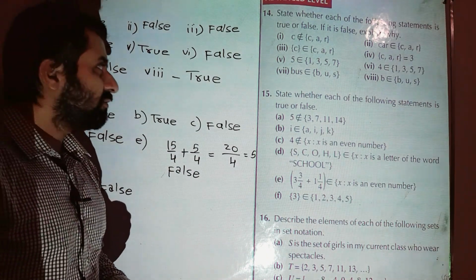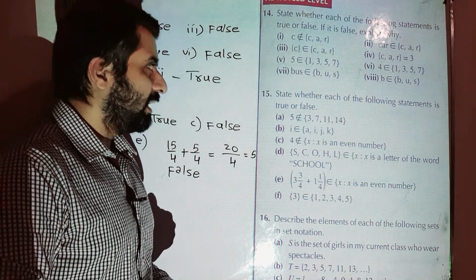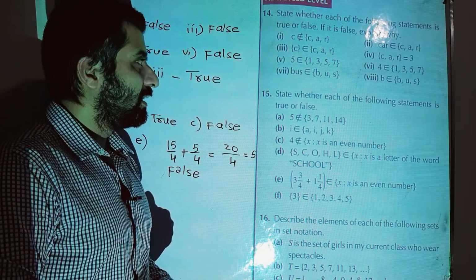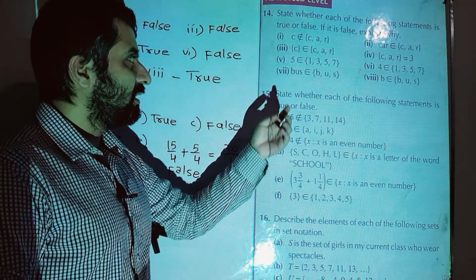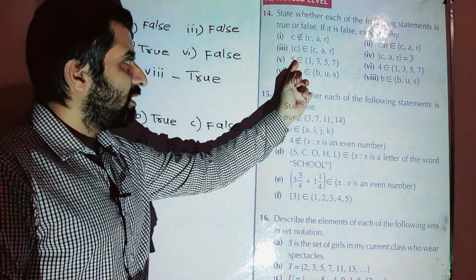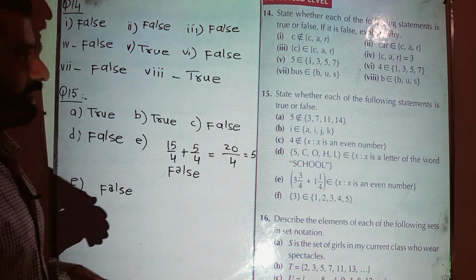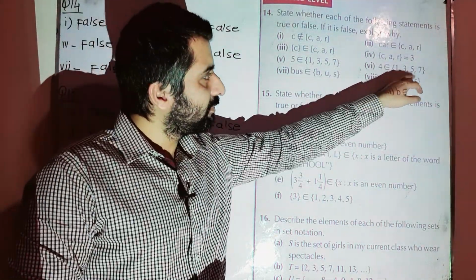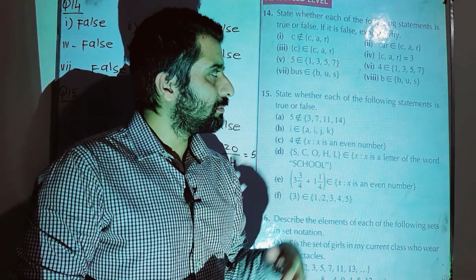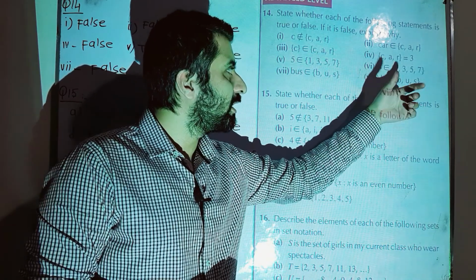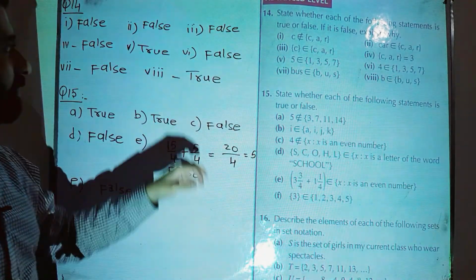Part number 5. 5 is an element of a set having elements 1, 3, 5, 7. Yeah, we can see 5 over here. 5 is an element of this set. That is true. 6. 4 is an element of this set 1, 3, 5, 7. No, we cannot see any 4 over here. 6 is false.